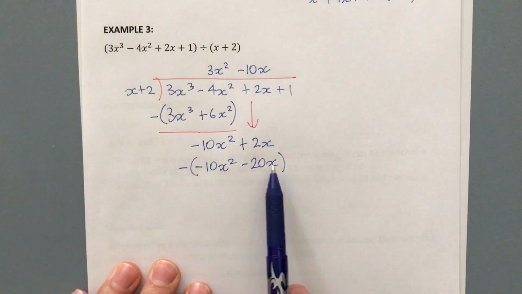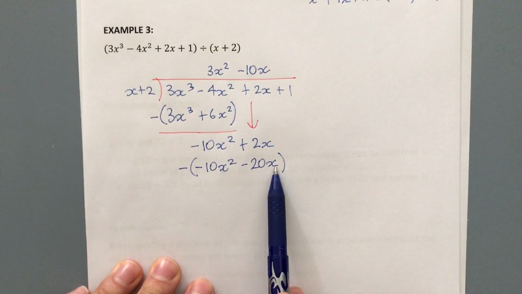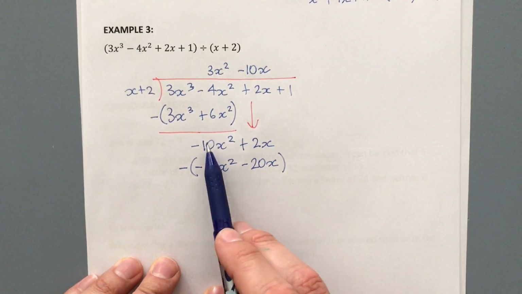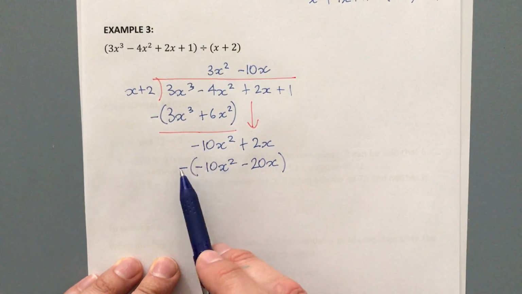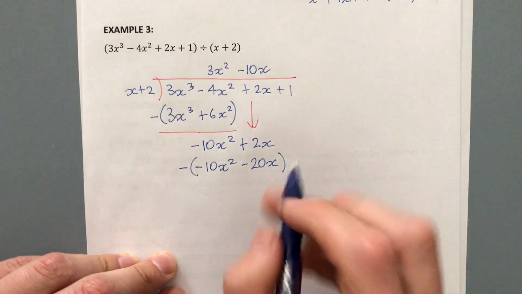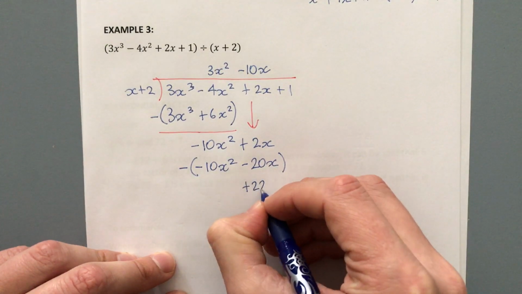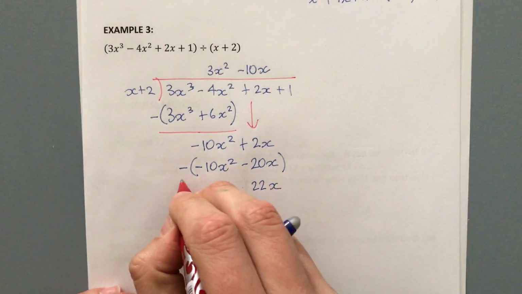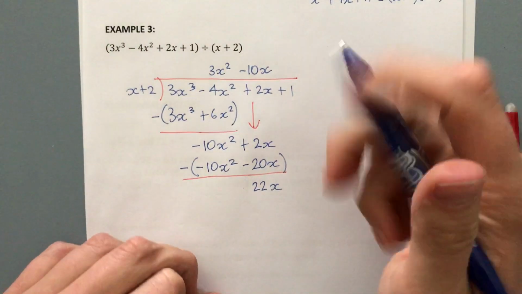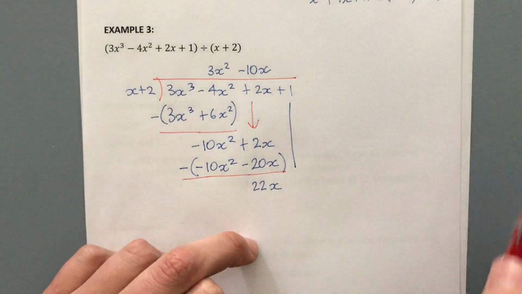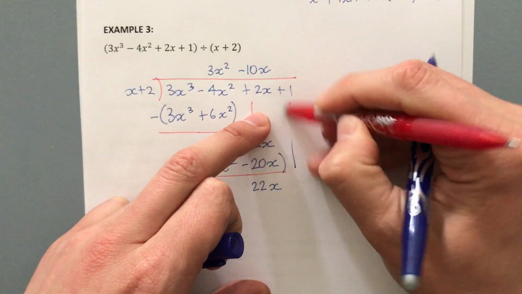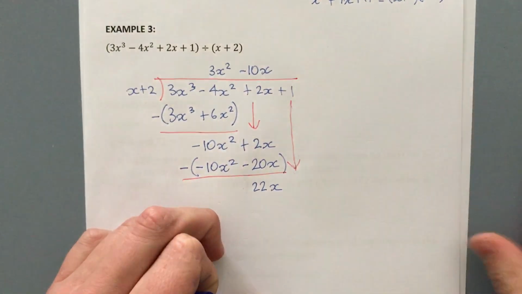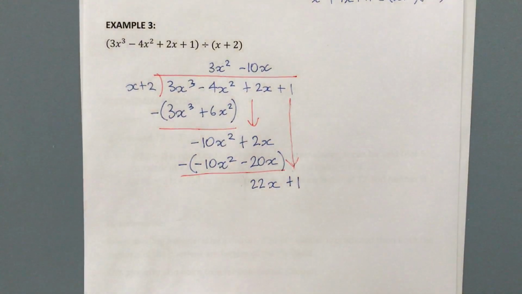So in both of these cases in this bracket here now, you're going to end up with a positive solution. So 10x squared cancels out negative 10x squared, and positive 20x plus 2x gives us positive 22x. We don't need the positive sign. And then we're bringing down the plus 1. So 22x plus 1.